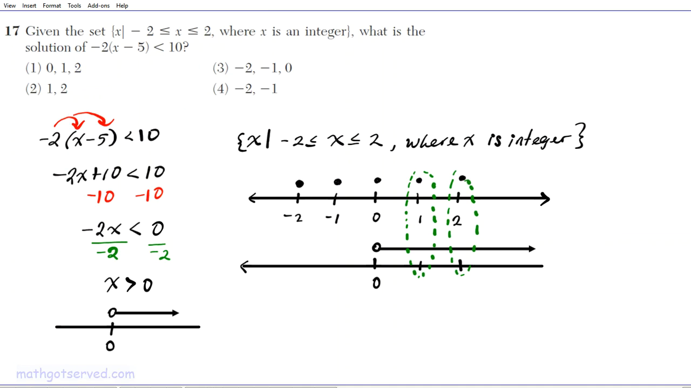Okay? You have point 1 right here on this number line, and you have point 2 right here on this number line, and you have point 1 here on this set of integers, and point 2 here. So the two numbers that satisfy both conditions are 1 and 2. Okay? So the answer to question 17 is option number 2.